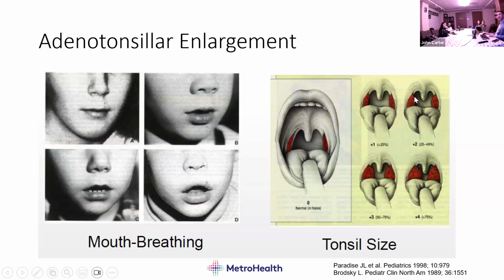2+ tonsils are fully visible beyond the pillars, but they're occluding less than 50% of the lateral distance. So if you drew a line horizontally between the tonsillar pillars, 2+ tonsils are getting at least 1/4 of that, but less than half. Once you're up to half, those are 3+ tonsils. And once you're above 75%, you're at 4+ tonsils.